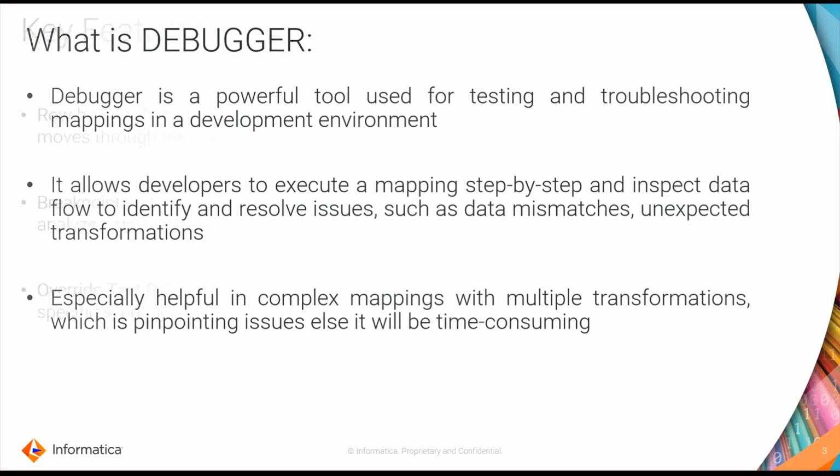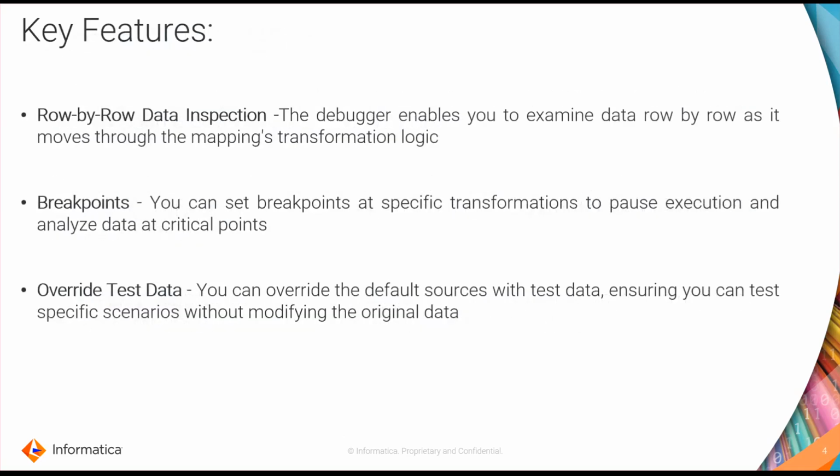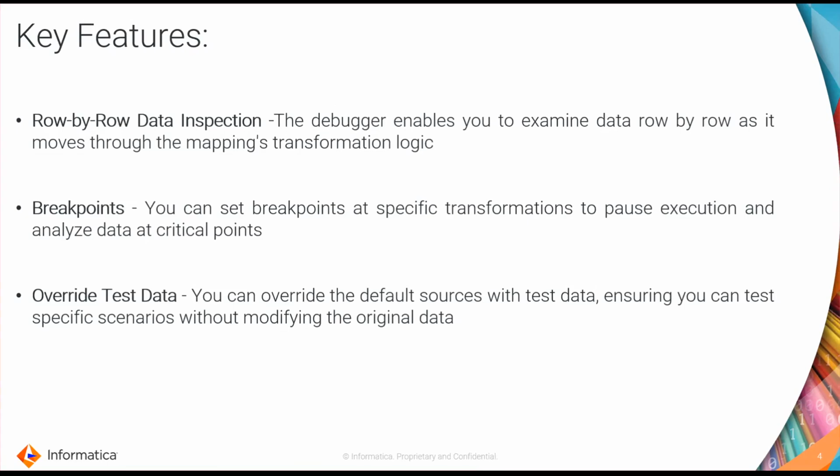So coming to key features, it has row by row data inspection, which will enable you to examine data row by row as it moves through the complete transformation over all the mapping logic. It also has breakpoints where you can pause the execution at a specific transformation and analyze the data at any critical points. You can also override the default sources with test data so that you can test specific scenarios without modifying the original data.